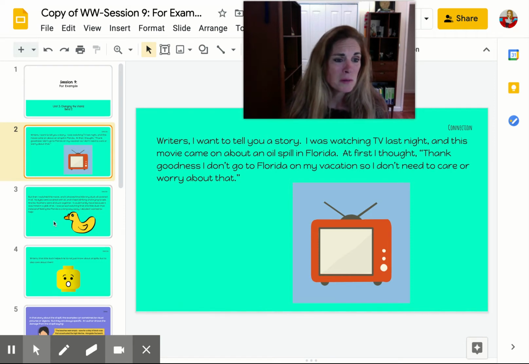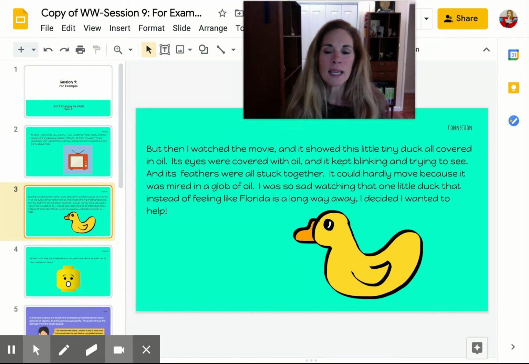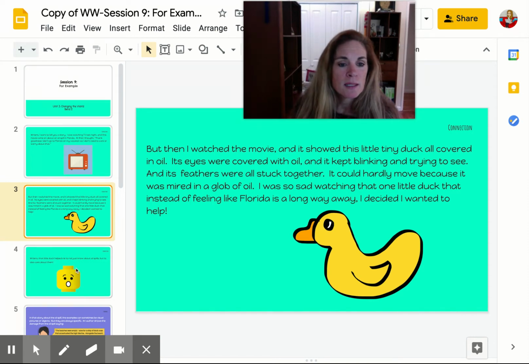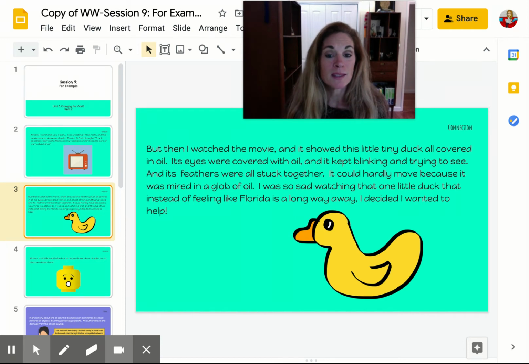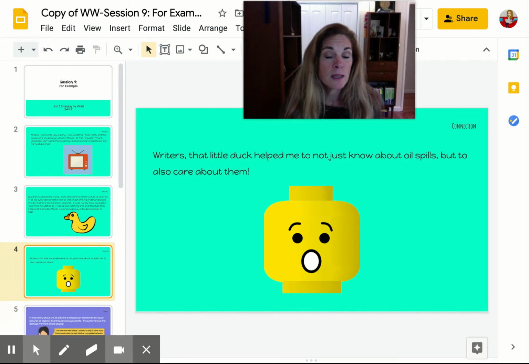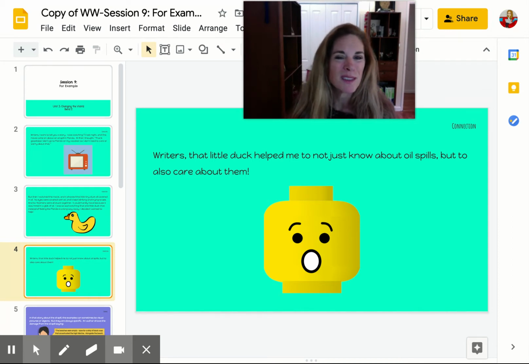But is that true? Then I watched the movie and it showed this little teeny tiny duck all covered in oil and its eyes were covered in oil and it kept blinking and trying to see and its feathers were all stuck together. It could hardly move because it was all mired in a glob of oil and I was so, ugh, it was terrible. So sad watching that one little duck that instead of feeling like Florida's a long way away, I decided I wanted to help. So that little duck helped me know about oil spills, but it also helped me understand that I can care about something that's far away and I can write about it.